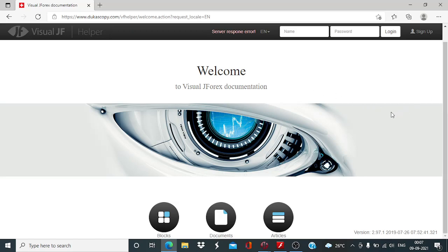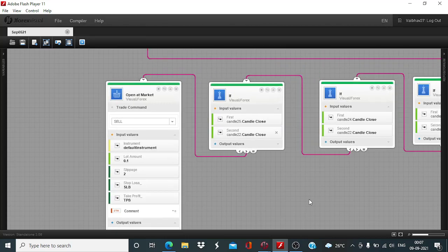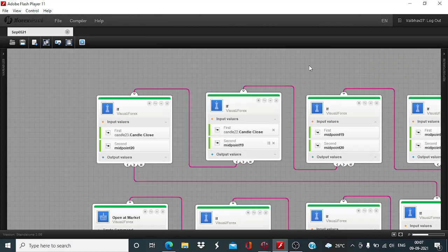Myself, Vaibhav. In today's session of Visual JForex, we will be continuing our algorithmic development using the indicator Midpoint. This is going to be the third and final part of this series in which we will be completing the setup. So let us head to the Visual JForex board, which has been developed by the Dukascopy Bank SA.